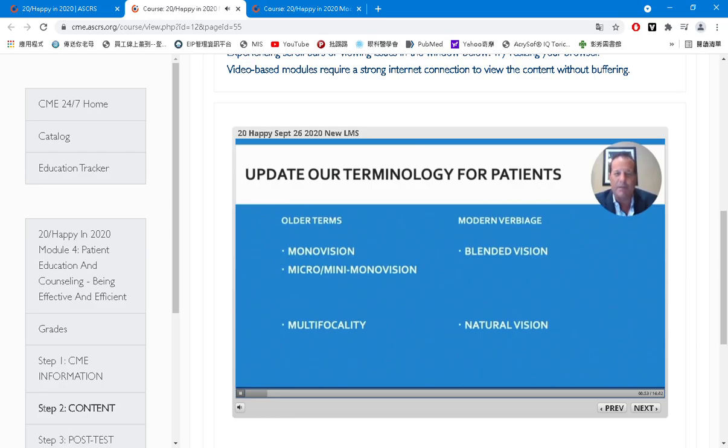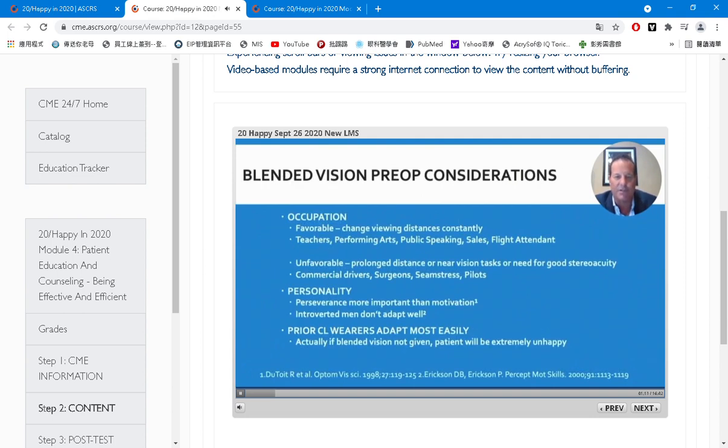We have to update our terminology for patients from mono or micro mini monovision to blended vision, which is a much more accepted term for patients to understand. They don't like the Cyclops terminology. And multifocality, they have no idea what that means. They think they're wearing bifocals in their eyes. And so we say natural vision to our patients.